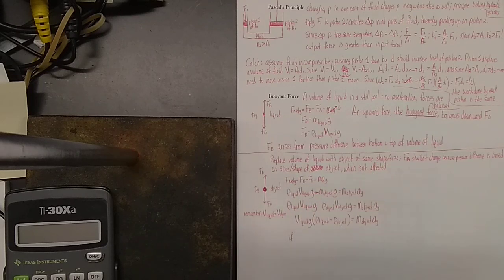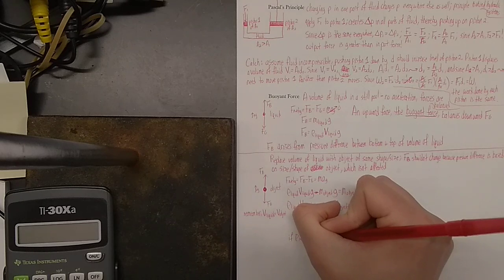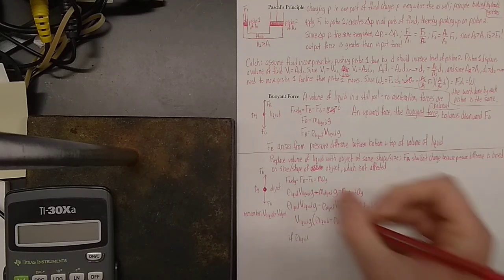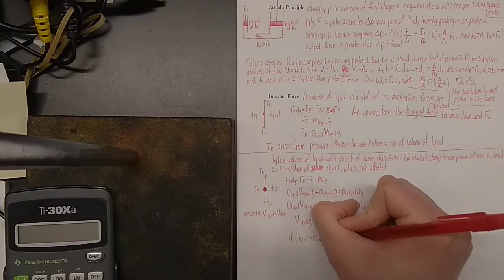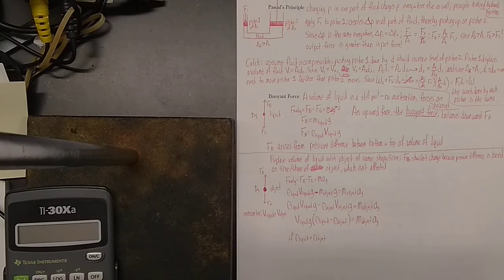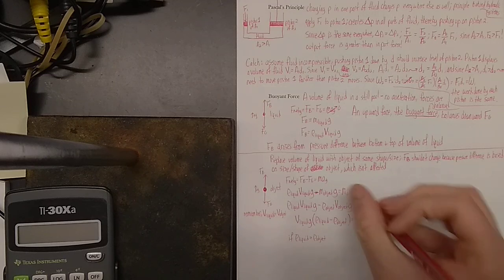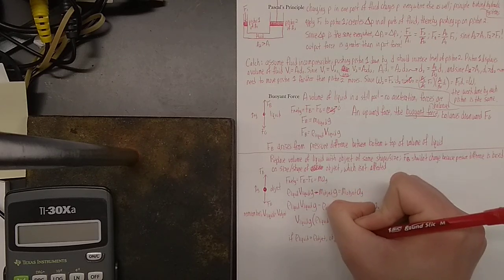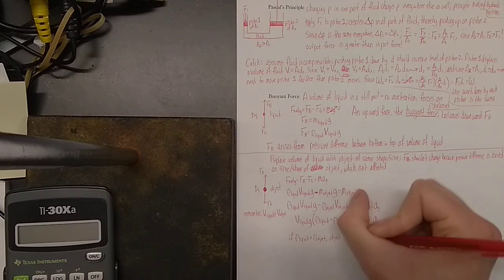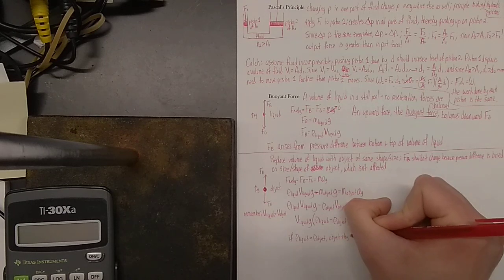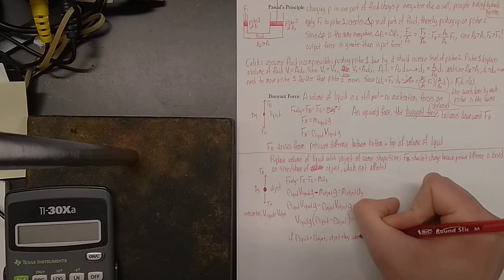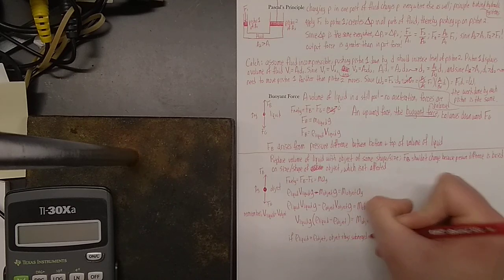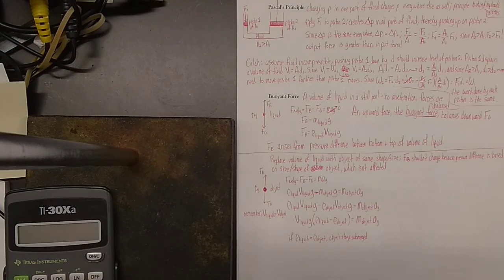It all has to do with the argument right here inside this parentheses. If the density of the liquid is equal to the density of the object, then the object stays submerged. I should say, we're assuming something that's well below the surface, an object that's completely submerged in water.